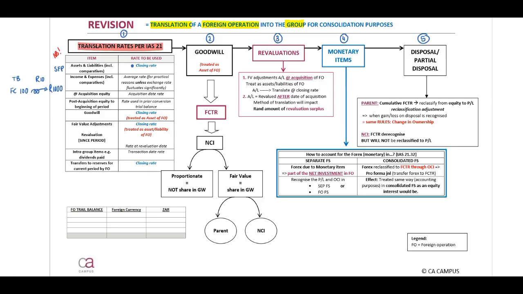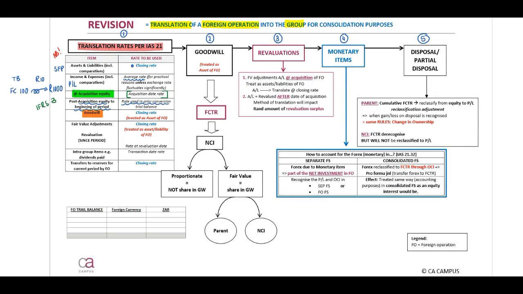Now, income and expenses relating to our profit and loss statement, you need to use an average rate. At acquisition equity, similar principles that you need to apply as per your IFRS 3 rules. You need to use your acquisition date rate. For any post-acquisition equity to the beginning of the period, you need to use the rate used in prior conversion trial balances. Then an important one, our goodwill.